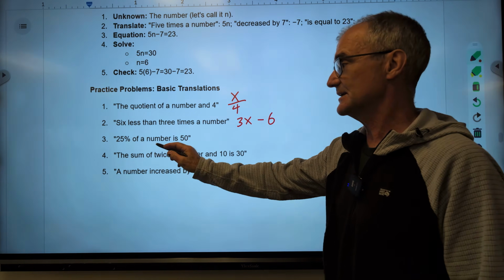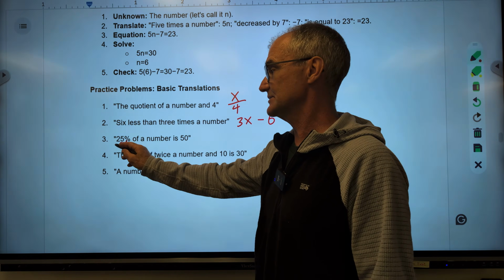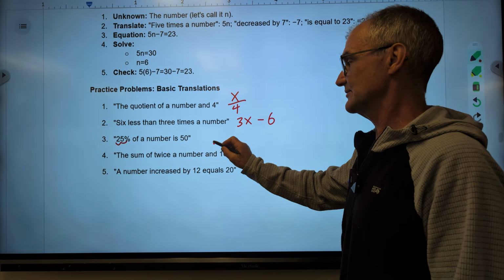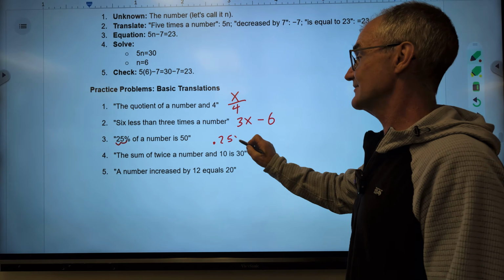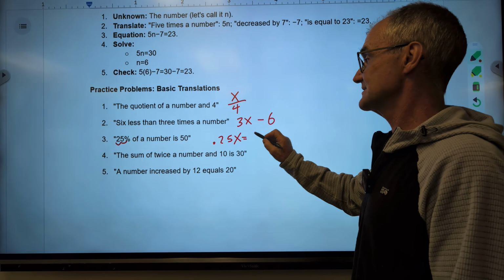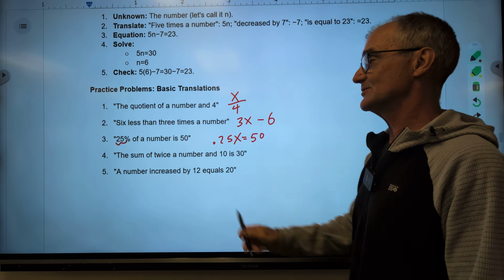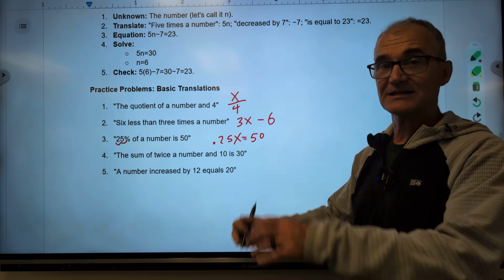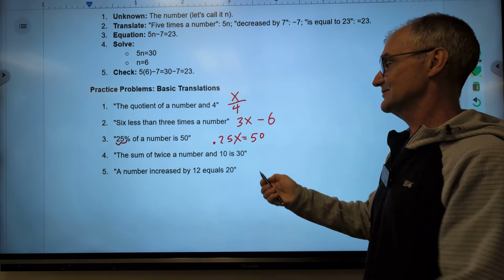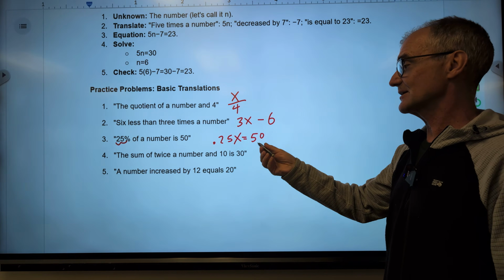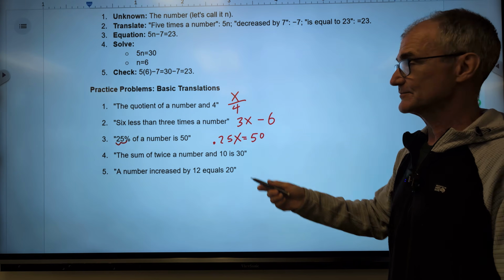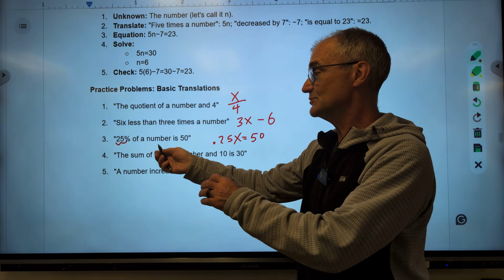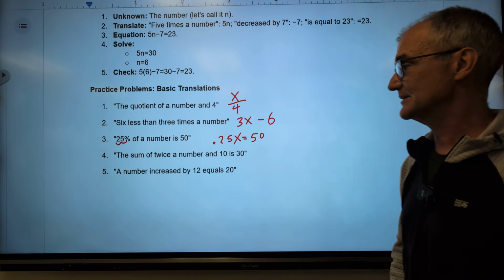25%, I remember this like an arrow going over 1, 2, decimal equivalent 0.25. Of a number is 50. That's a hard one because you want to take 25% of 50, but it's saying 25% of something is 50. I would divide both sides by a quarter to get 200. 25% of 200 is 50.